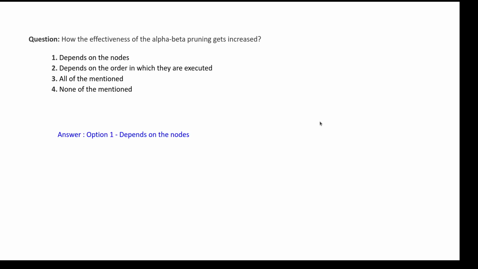Oh, so the answer I also put it there. So what will be the answer here? It depends on the nodes. Because if it is in that order, if it is an ordered list, then that condition gets satisfied and you will be able to prune it. Otherwise, there is a scenario where it will not work at all. So it depends on the nodes themselves.